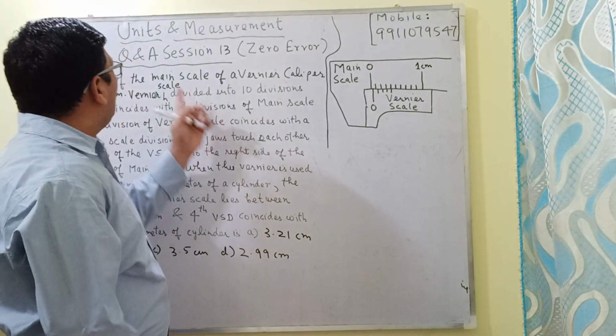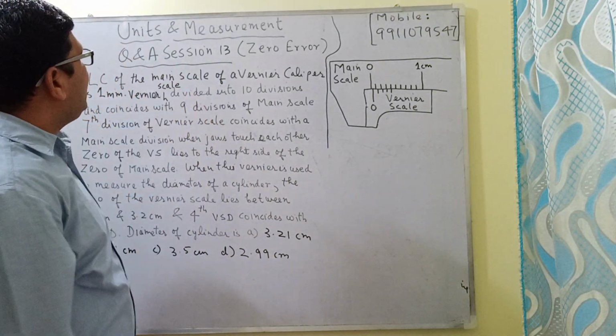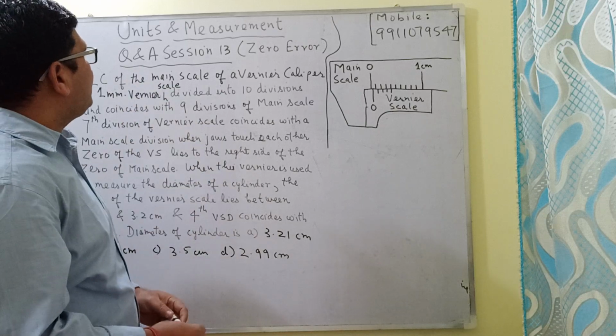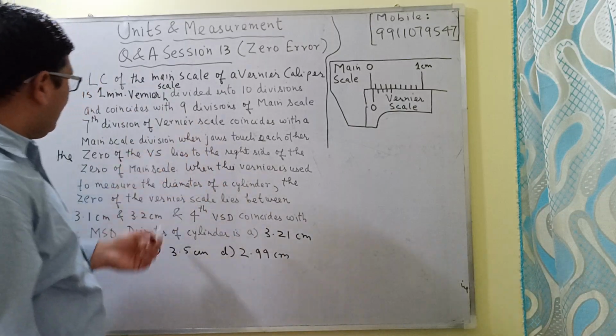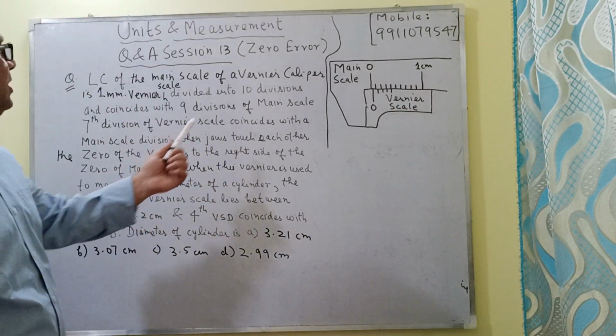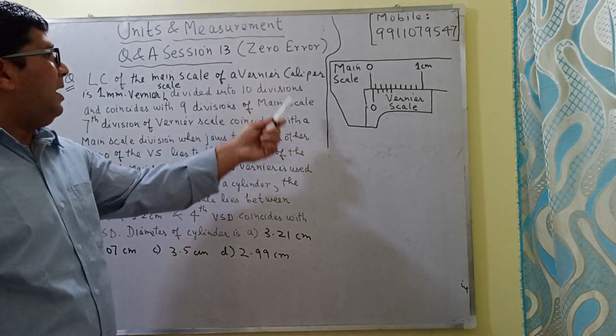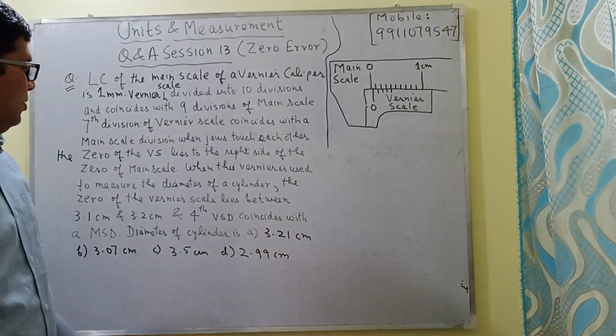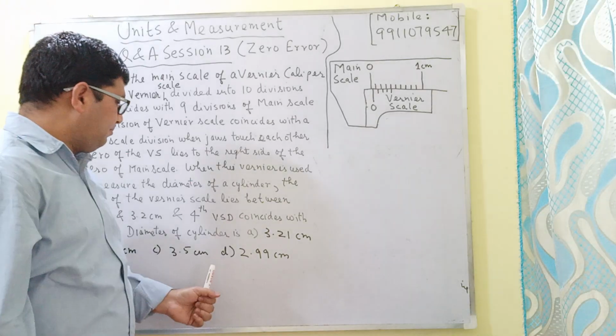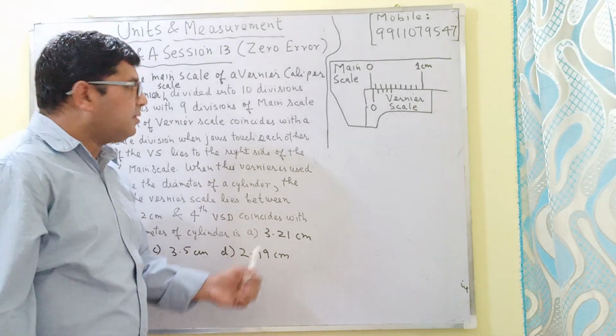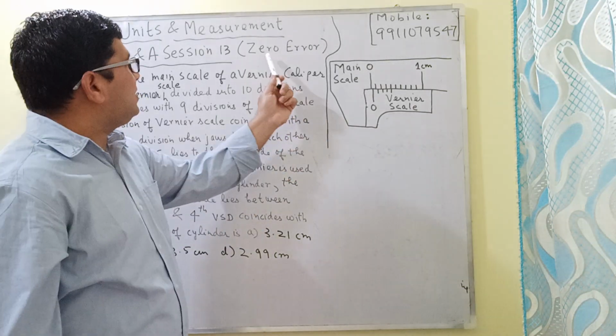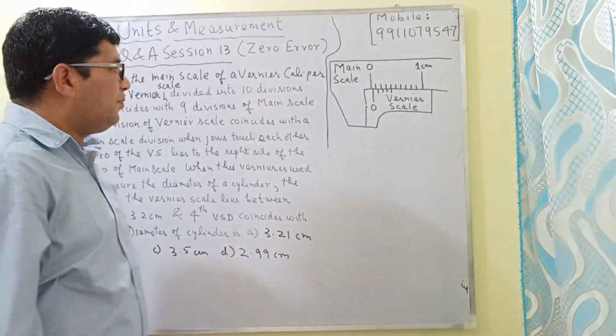Welcome back, students. Today is Q&A session 13 from the chapter of units and measurement, and today I have taken one question which pertains to the calculation of zero error and the zero correction. Before solving this question, we will first discuss the zero error and the zero correction in brief.